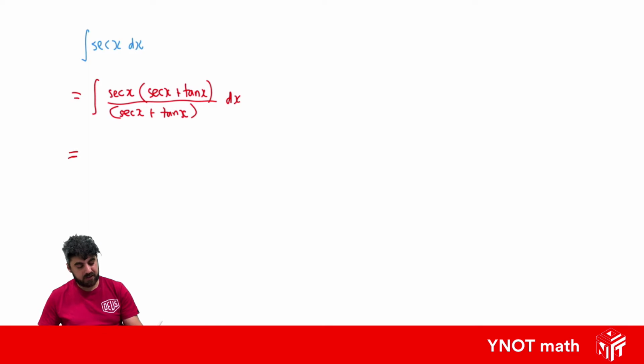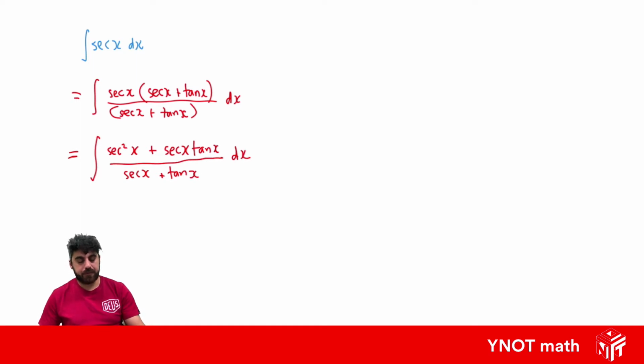So what's going to happen? Let's expand things out. So we're going to have the integral of sec times sec is sec squared x. Sec times tan is just sec x tan x over our denominator now, which is just sec x plus tan x.